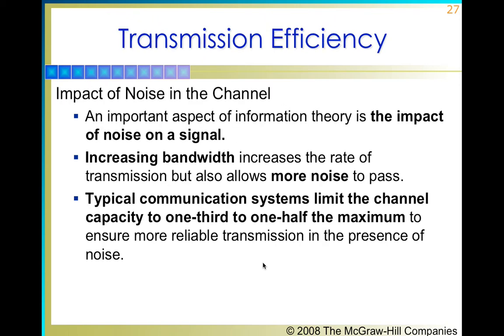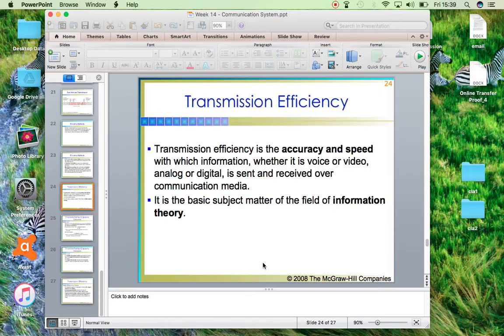And we can also see the impact of noise on the channel. By increasing the bandwidth, and hence the rate of transmission, we can have more noise. So in typical communication channels, we limit the capacity of the channel to 1/3 to 1/2 of the maximum to ensure more reliable transmission in the presence of noise.